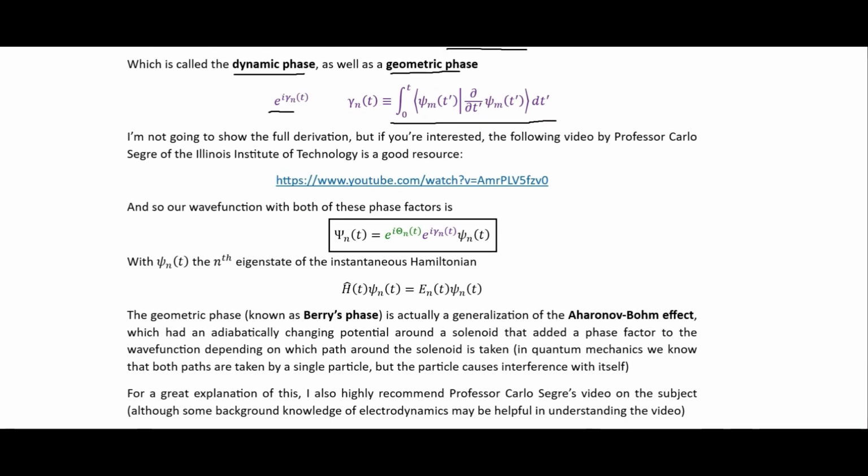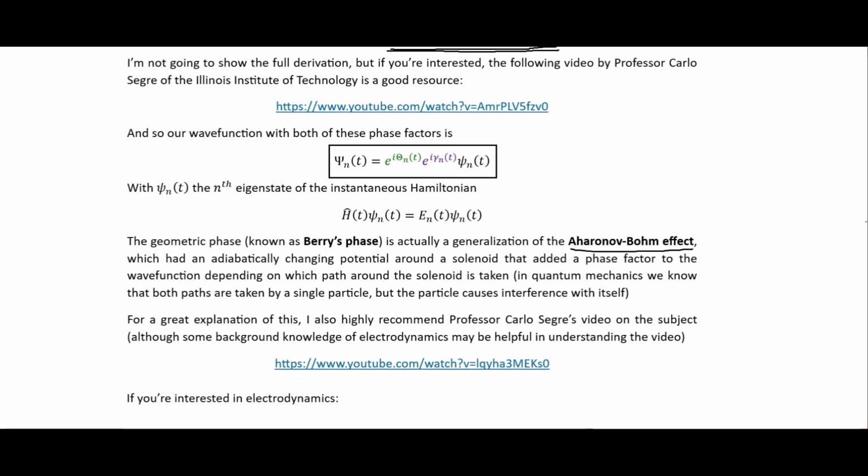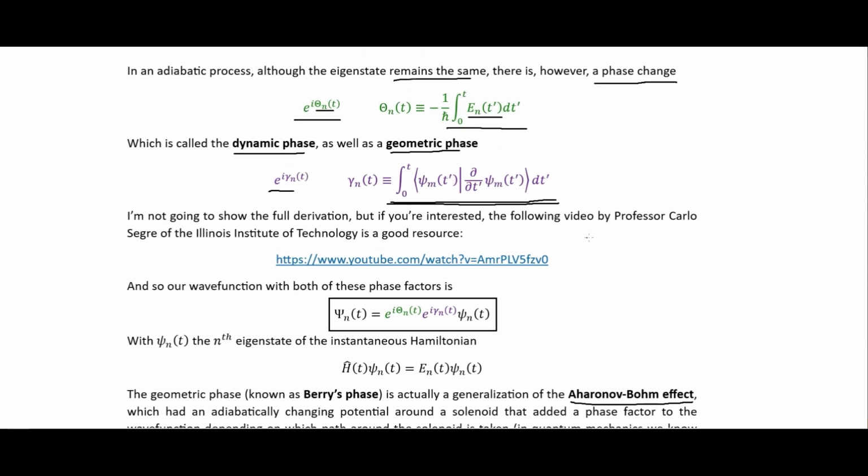It's similar to the Aharonov-Bohm effect. In fact, it's a generalized Aharonov-Bohm effect. The Aharonov-Bohm effect, which I talked about in a previous video, is a particular case of this geometric phase shift right here. So I'm not going to go into too much detail on this stuff.